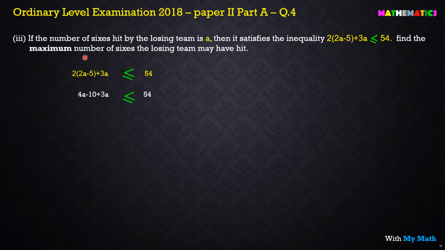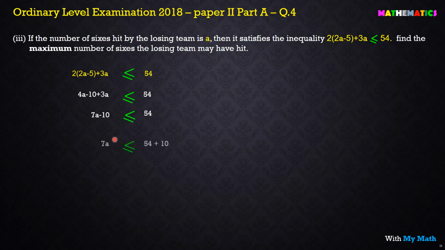So I just do it. I remove the bracket here. I multiply this term into that bracket, and the two terms are separately multiplied. 2 into 2a means 4a. 2 into minus 5 means minus 10, plus 3a. Then the next step: there is a plus 4a and plus 3a. Both are plus, therefore they get added. Then it becomes 7a minus 10 is equal to or less than 54.